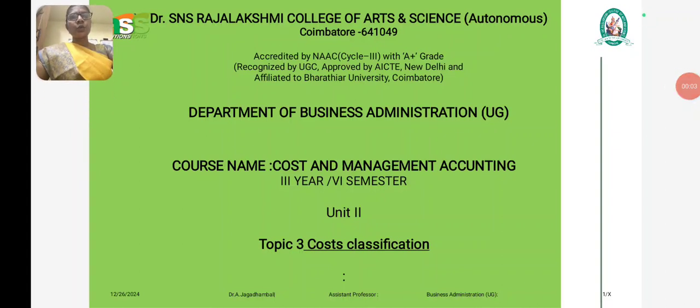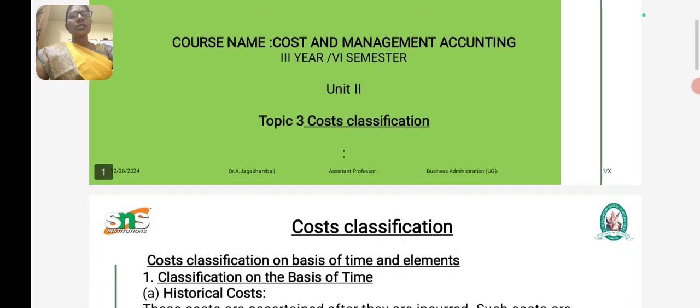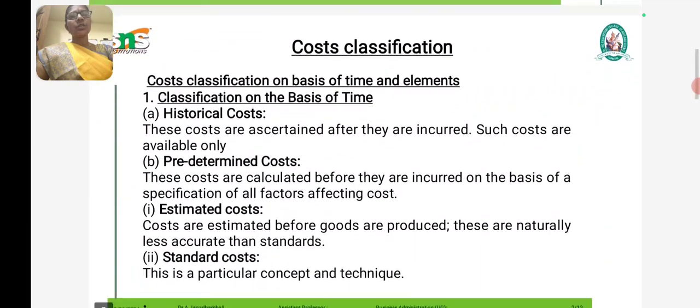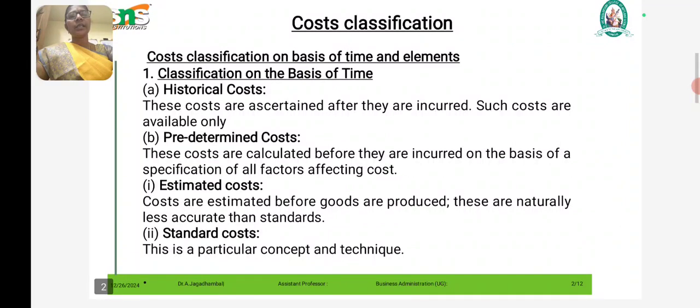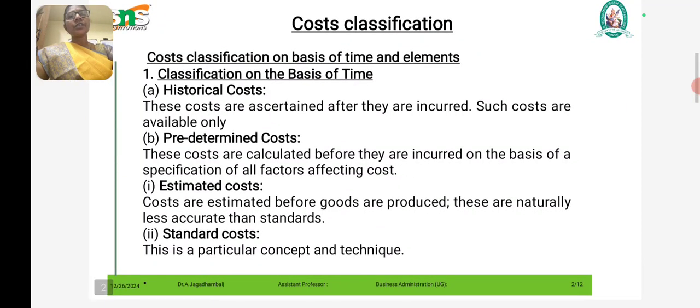Welcome to the session. Today we discuss cost classification. Cost classification is on the basis of time and elements. Classification on the basis of time: the first one is historical cost.